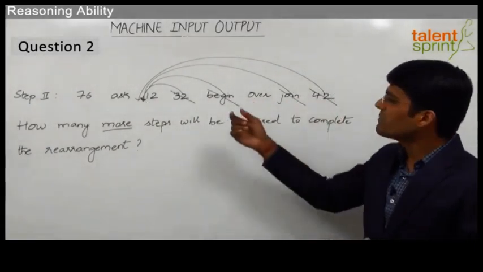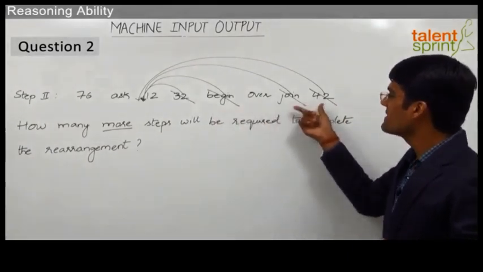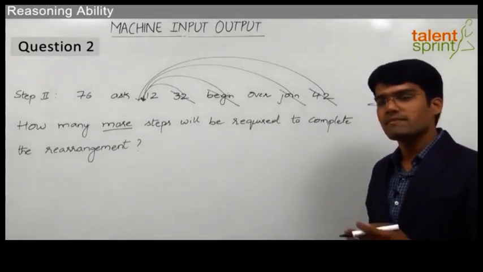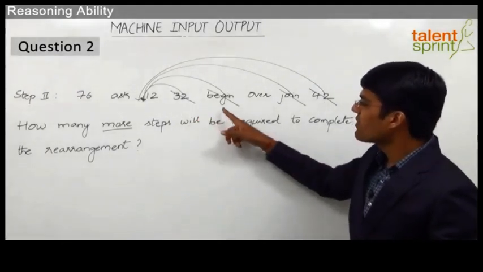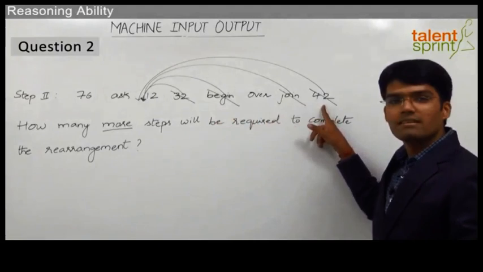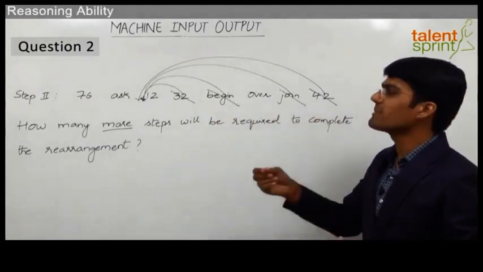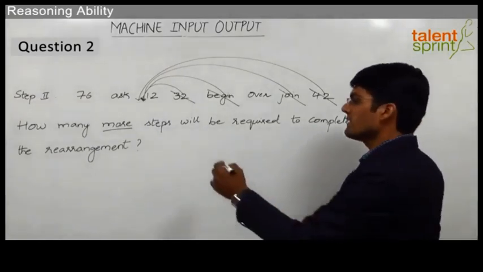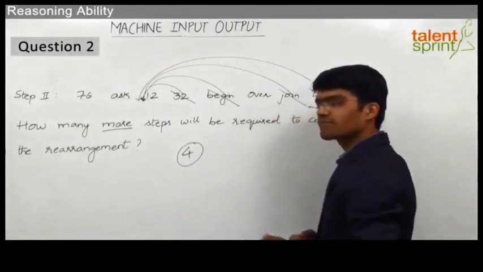By counting the number of numbers and words which have been struck off, we can find out how many more steps are required. And as we can see here, we have struck off 4 elements. Therefore, 4 more steps are required to finish the arrangement. So our answer here is 4.